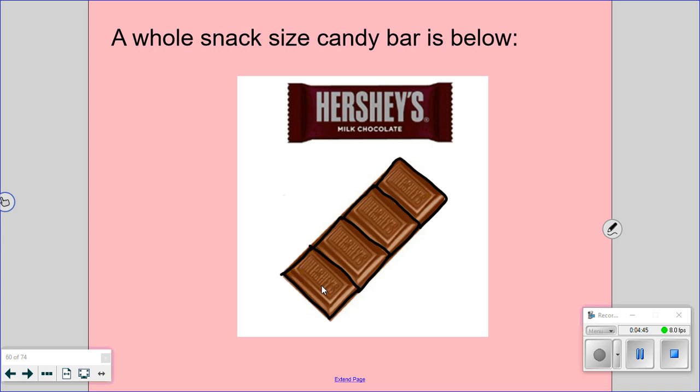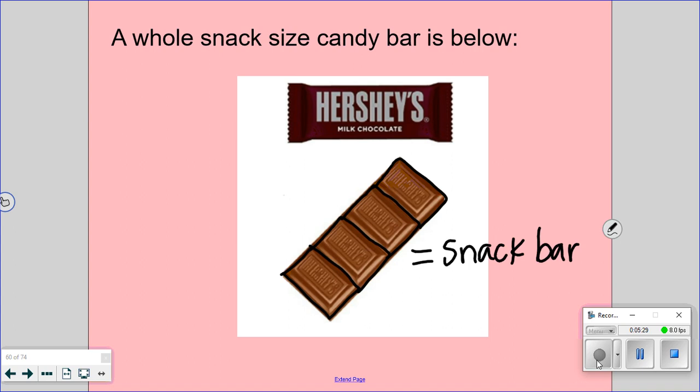We have one piece, and then we have our snack bar. Next to the snack bar, I want you to write snack bar. So we have our pieces, and we have a snack bar. Are those the same thing? Yeah. Are pieces and snack bar the same thing? Talk to your neighbor. Is a piece the same thing as a snack bar?